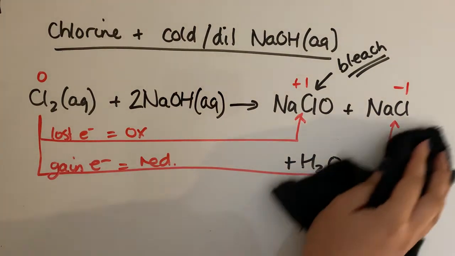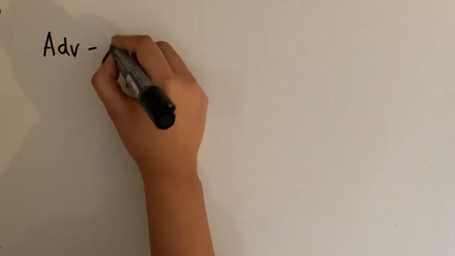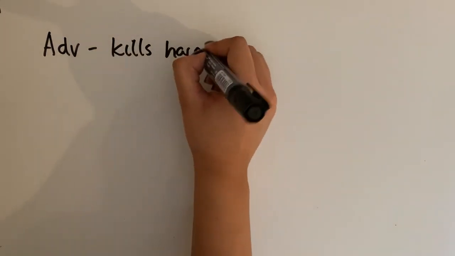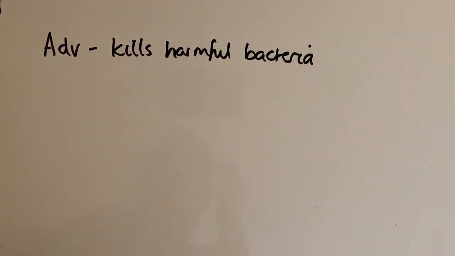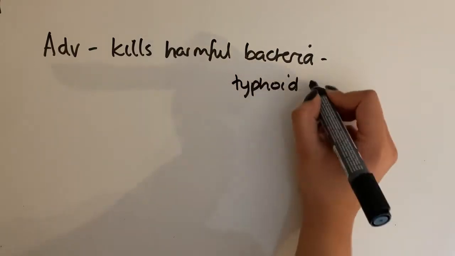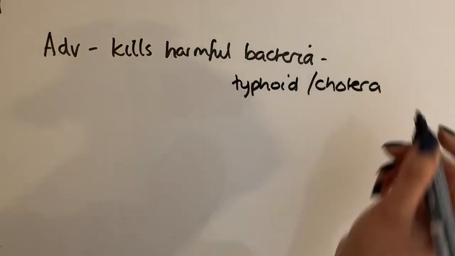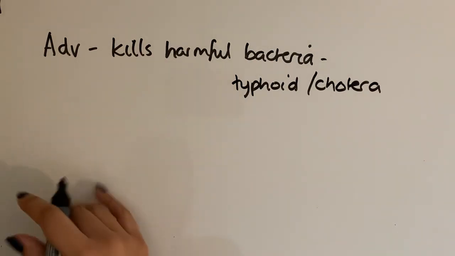The other thing you need to be able to discuss is the advantages and disadvantages of adding chlorine to water. So the major advantage of adding chlorine to water is that it kills harmful bacteria. And what that does is it prevents a widespread of diseases. So the diseases that it can kill off or prevent are stuff like typhoid and cholera. So these are waterborne diseases, so they're transmitted through dirty water. So the major advantage is that it stops the spread of typhoid and cholera.